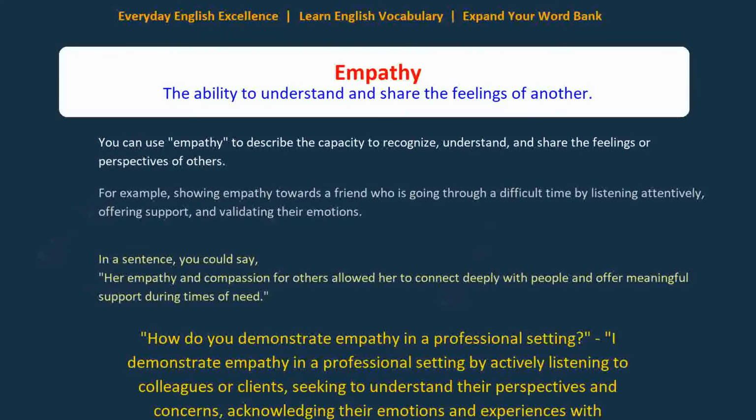How do you demonstrate empathy in a professional setting? I demonstrate empathy in a professional setting by actively listening to colleagues or clients, seeking to understand their perspectives and concerns, acknowledging their emotions and experiences with empathy and compassion, and responding respectfully and supportively to their needs, which fosters trust, rapport, and effective communication in the workplace.